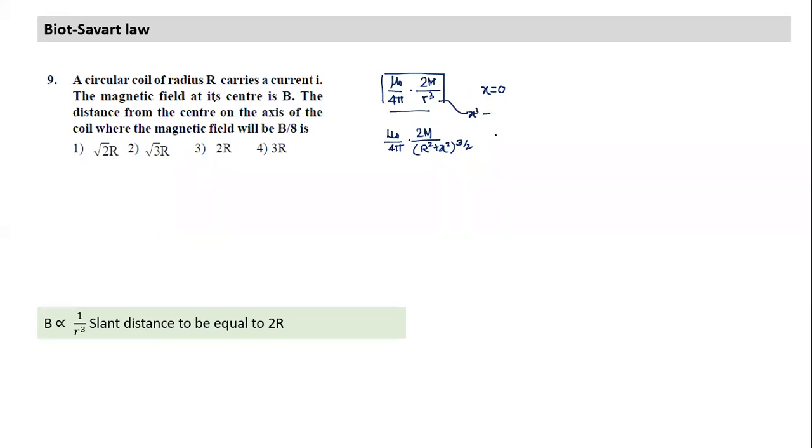This is carrying current I. Okay, let's try and understand what this figure is. So this is a fairly simple question. There's a current carrying loop, and the field at its center is B. So when the field is at the center, what is the value of x?